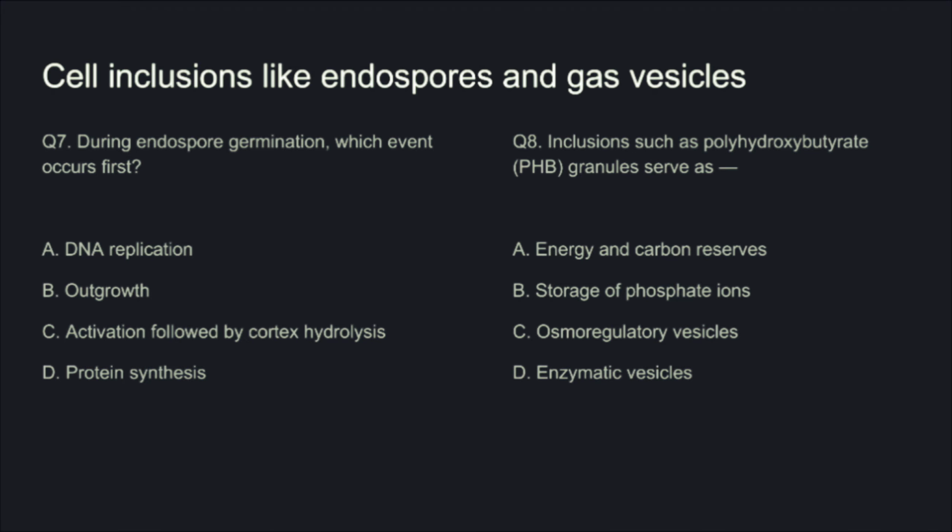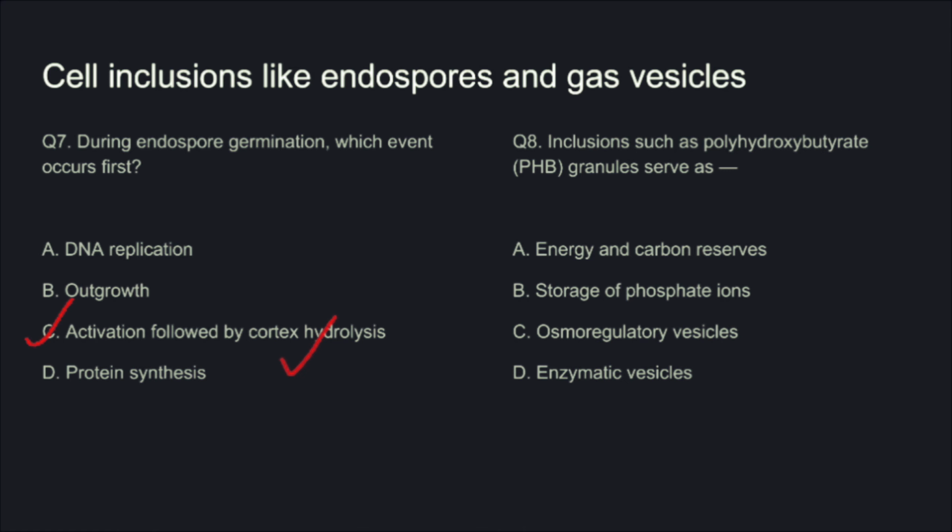Question number 7. During endospore germination, which event occurs first? Options are A. DNA replication, B. Outgrowth, C. Activation followed by cortex hydrolysis, D. Protein synthesis. The correct answer for this question is option C. Activation followed by cortex hydrolysis.